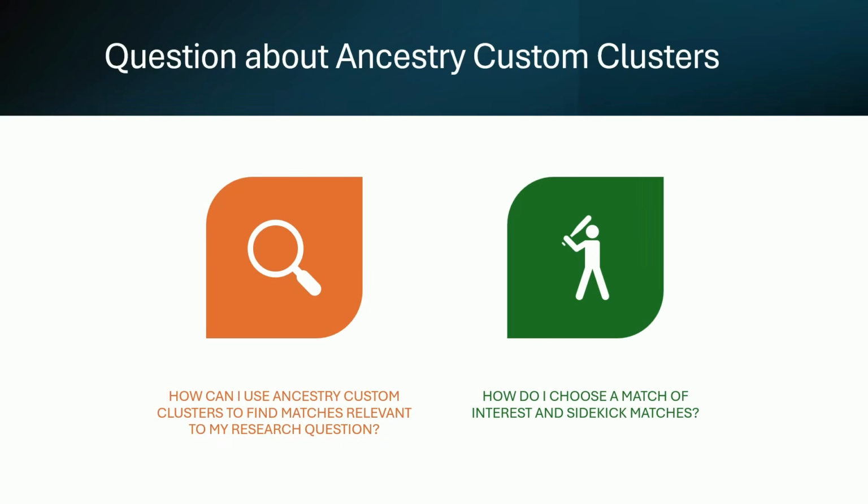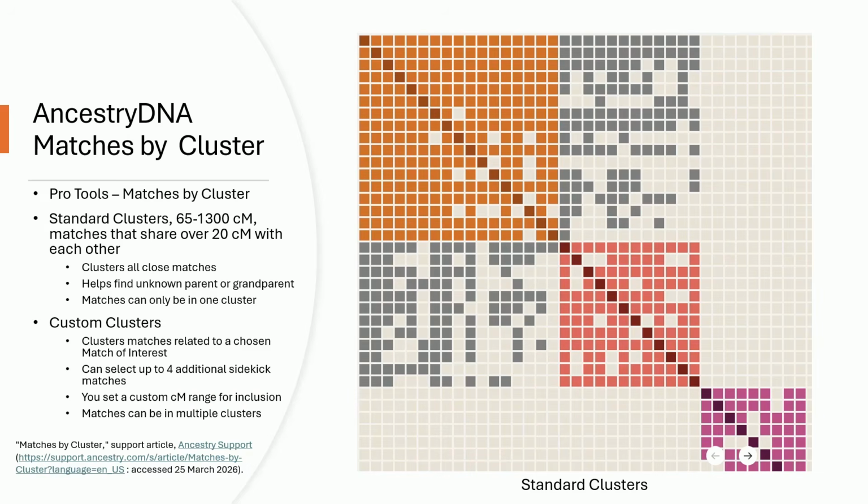First, let's review the original question. It said, how can I use Ancestry Custom Clusters to find matches relevant to my research question? And how do I choose a match of interest and sidekick matches? Let's go over Ancestry DNA matches by cluster.